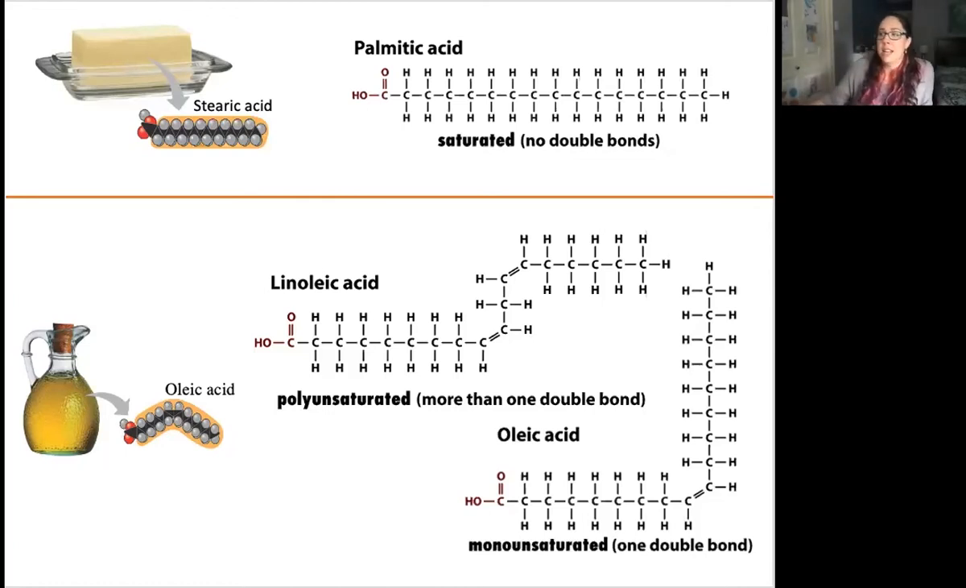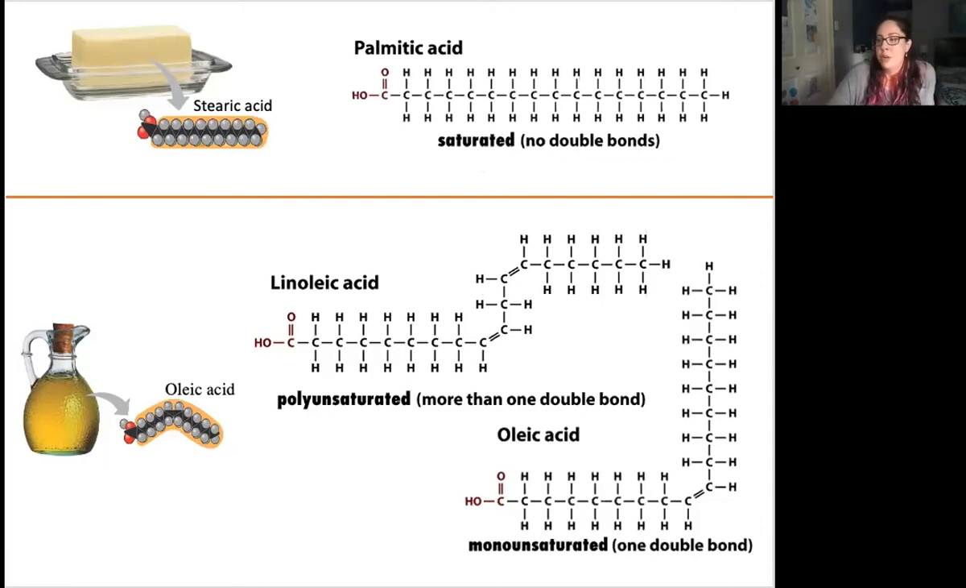The key difference is that saturated fatty acids, what they're saturated with is hydrogen. So every place that there's an opportunity to put a hydrogen atom, there is a hydrogen atom. And that means that this molecule is linear. So you can shove a whole bunch of linear molecules together really tightly, which is why they're solid at room temperature.